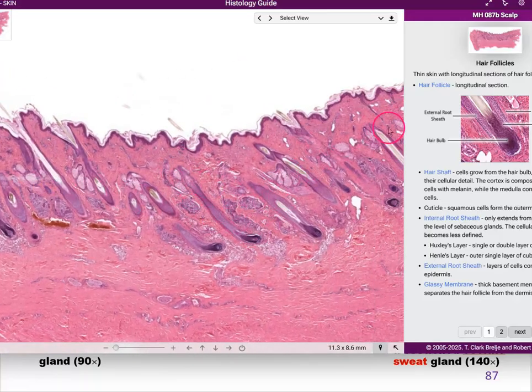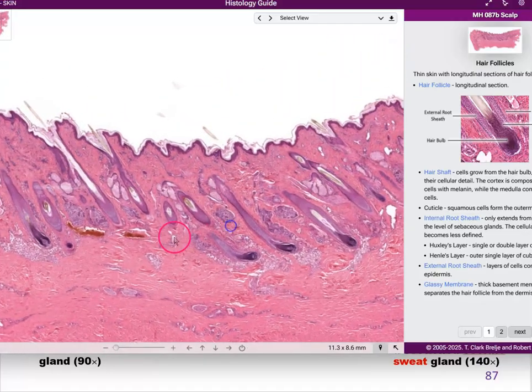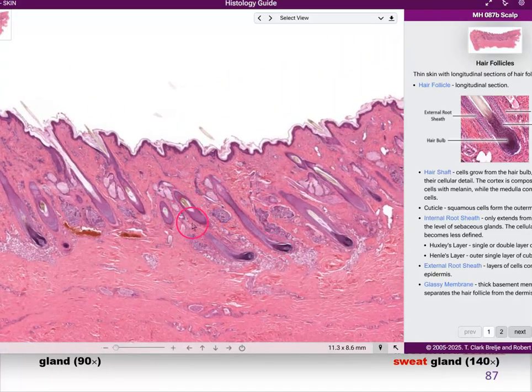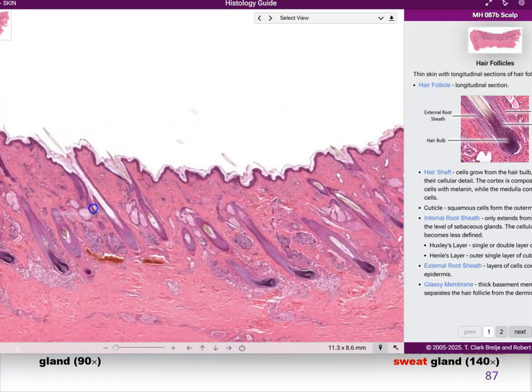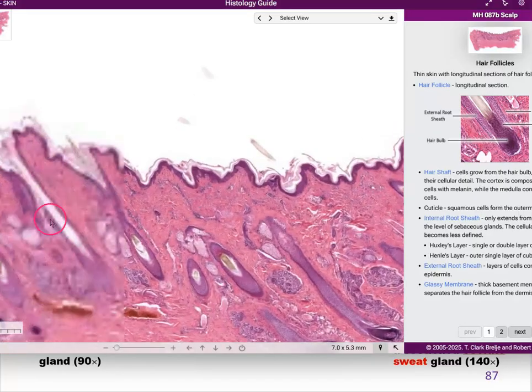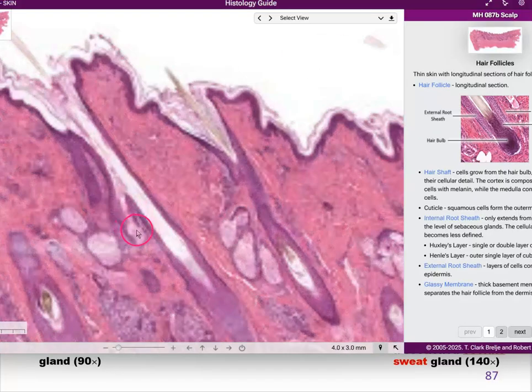These are out of the plane. This one's out of the plane. Hair follicles are thick, so the part of a hair follicle will be in multiple planes. So let's see. Here we go. Here's one, here's one. I just want to look for a good example. Yeah, this one, sebaceous gland.